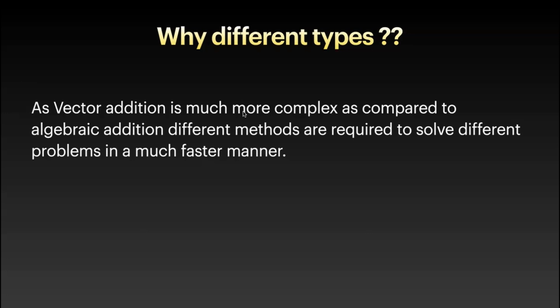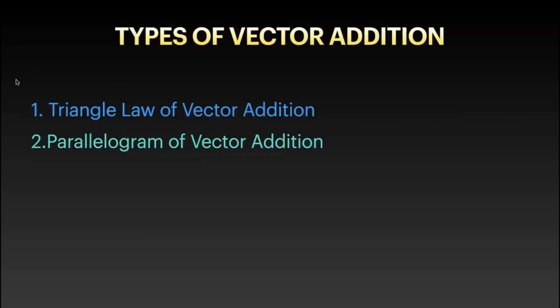So, you need different types to solve different types of problems. Okay, correct. Sir, can't we solve a given problem with only one method? You can do it, but it will take a lot of time. So we have two types of vector additions in your syllabus, which is triangle law and parallelogram law. And for different types of problems, you will identify which of the following I should use and solve them. So this enables you to solve the problems in a much faster manner. Okay, understood? Why do you need different types? Now, what are the two types?